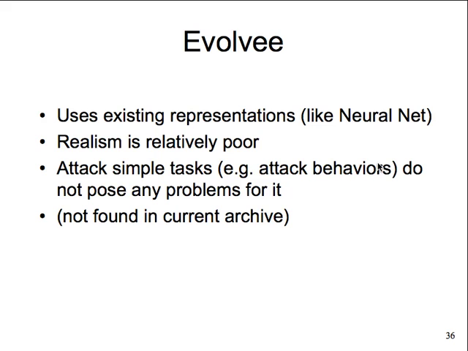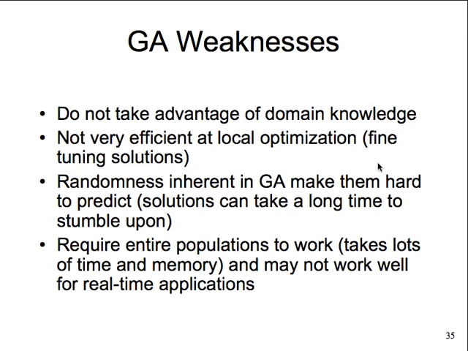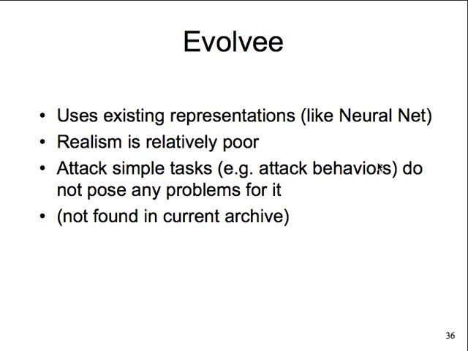So here are some examples of systems that are using genetic algorithms. Around slide 35 is pretty much the end of the basic overview of genetic algorithms. Starting with slide 36, I'm going to go through a couple of examples to show you how it's applied. This system, Evolve, uses an existing representation, like a neural network actually.